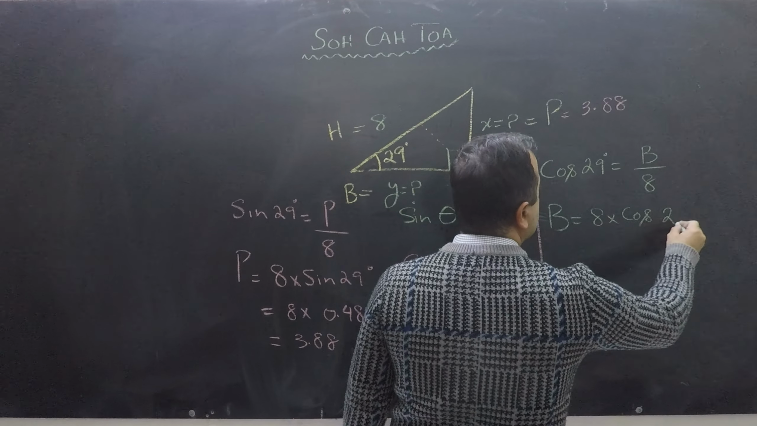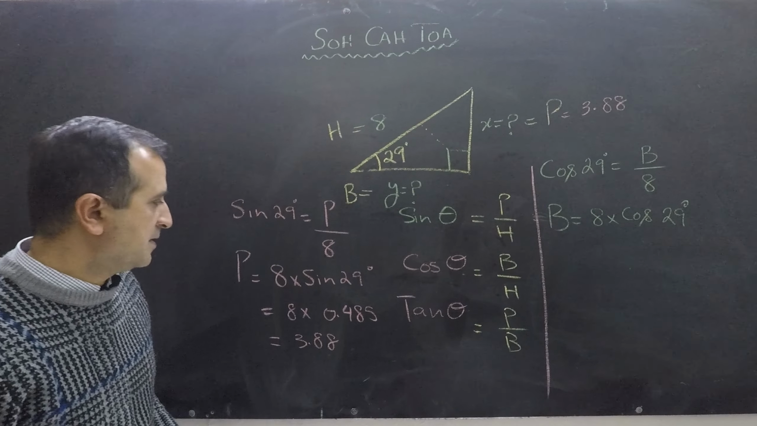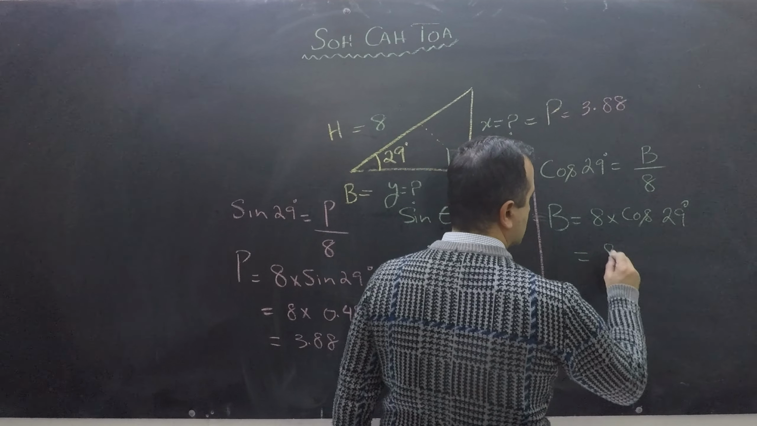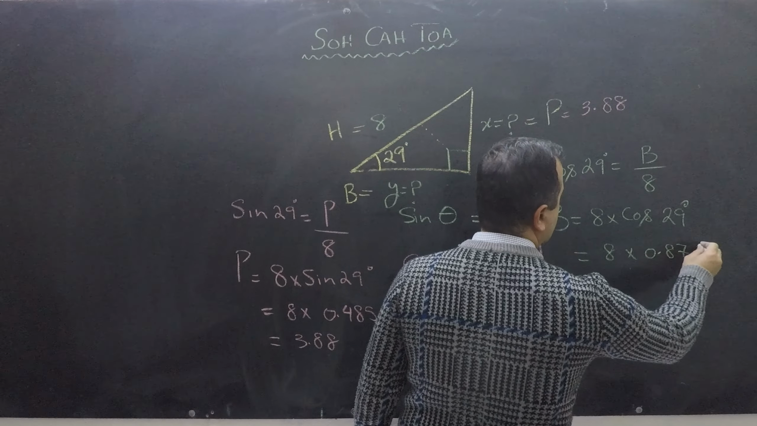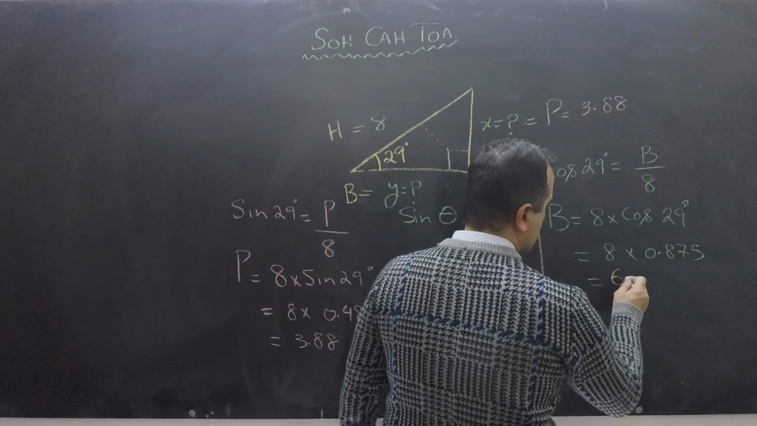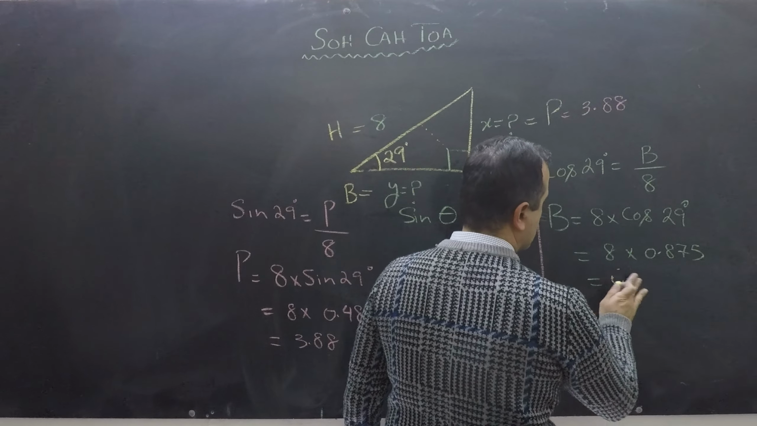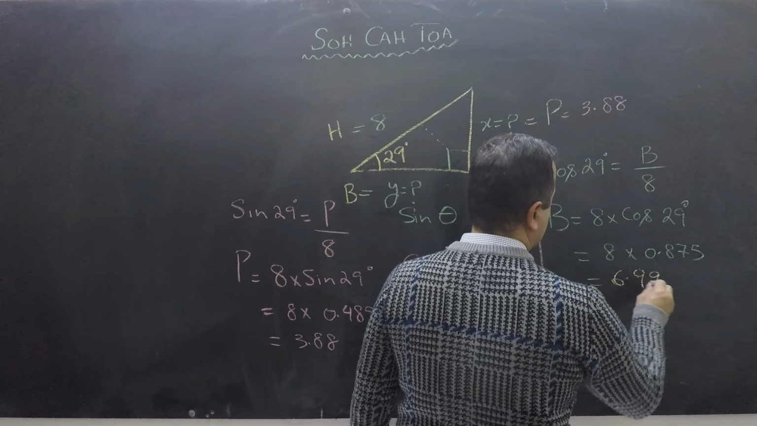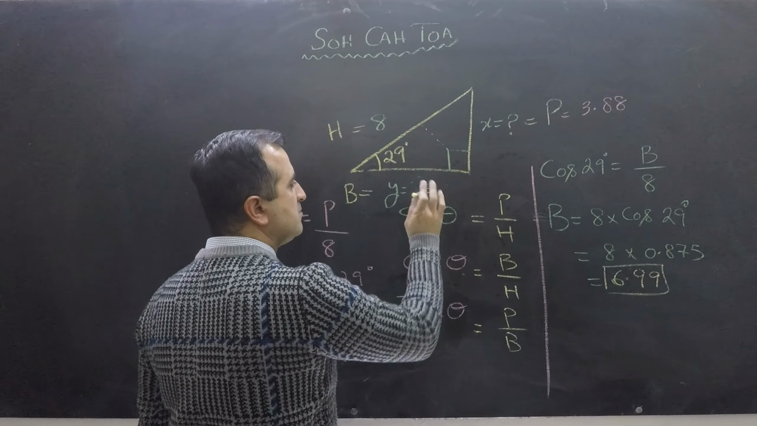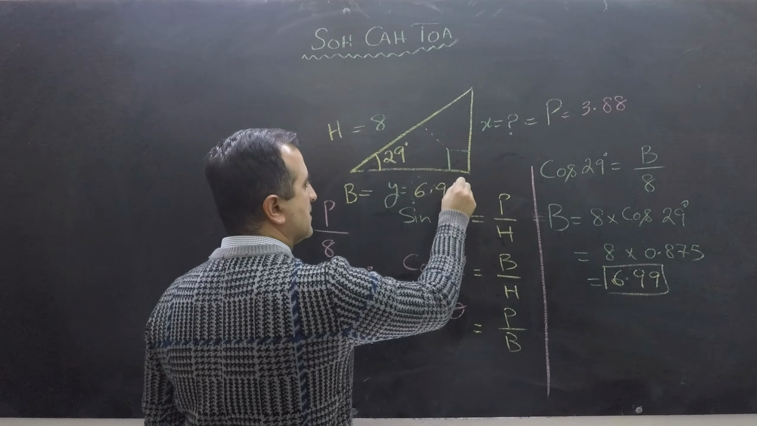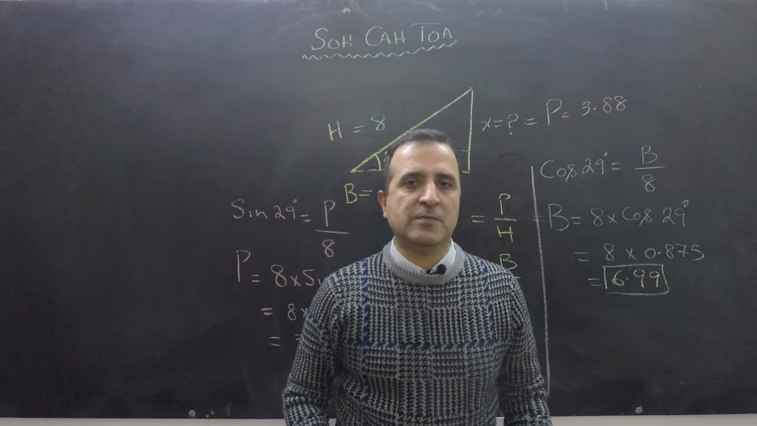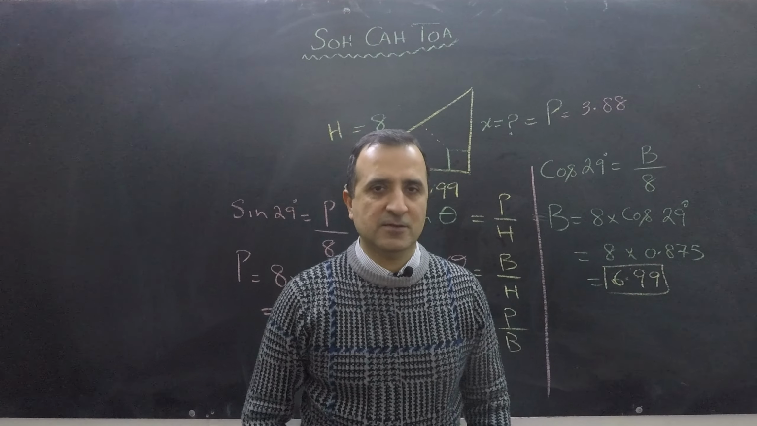And as we know, cos 29 is not going to be equal to sine 29, right? So what is cos 29? Cos 29 is 0.875. And what is 8 times 0.875? That is 6.99. So that means this is equal to 6.99, and we have found all our answers for this question. So let me clear the board and then we do some more examples, because I know that concepts are not clear yet.